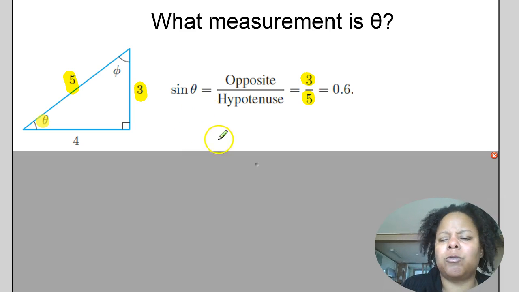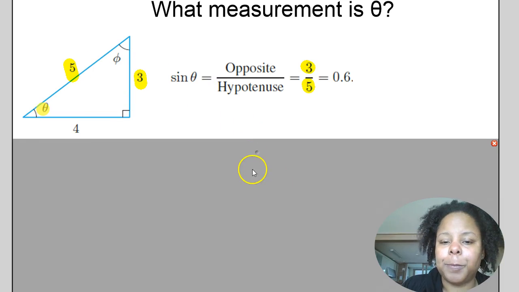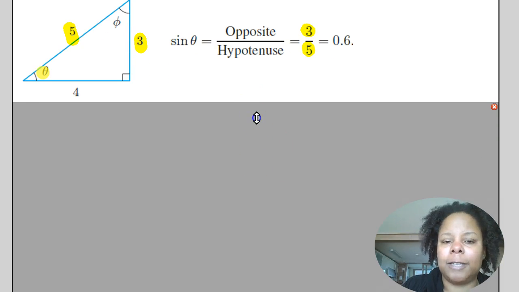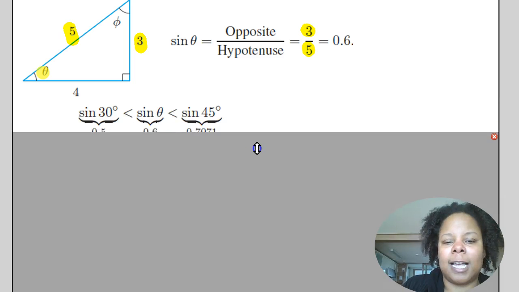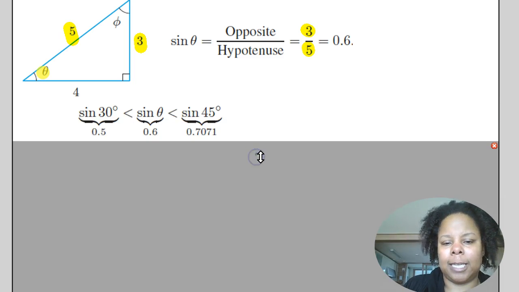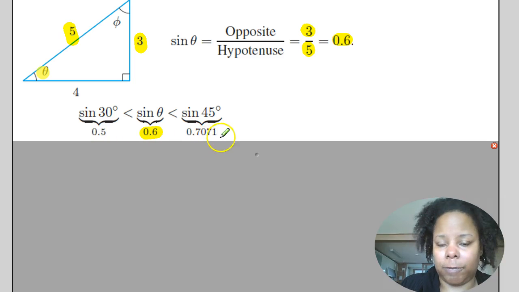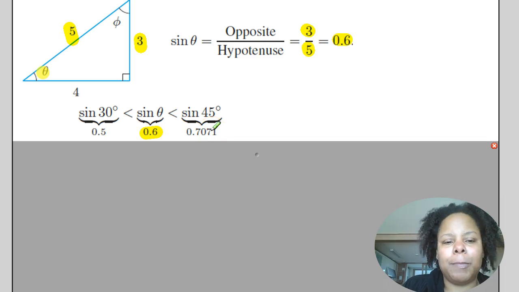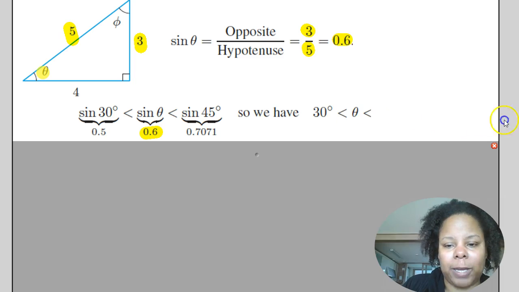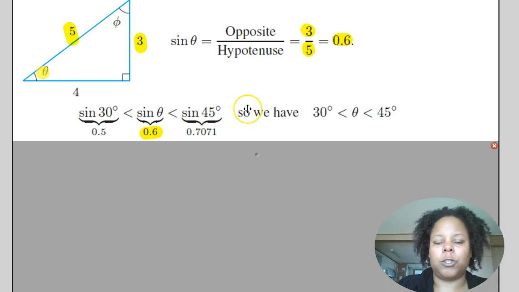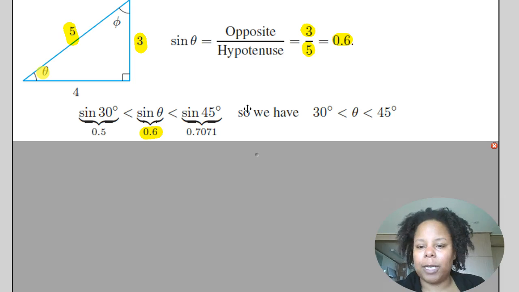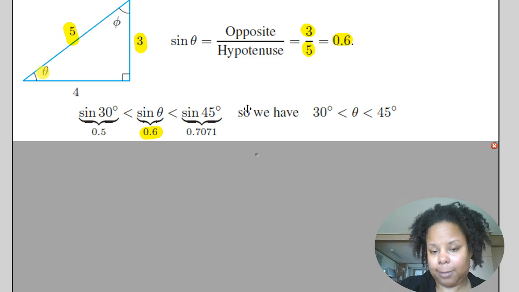Well, some of you may be able to roughly estimate what theta must be because we know that the sine of 30 degrees is 1/2 and the sine of 45 degrees is 0.707. So since 0.6 lies in between 0.5 and 0.7071, i.e. square root of 2 over 2, then that must mean that my angle theta would have to lie in between the two angles that produce those respective values, which in this case is 30 degrees and 45 degrees. So far I know for a fact that theta should be somewhere in between 30 and 45 degrees.